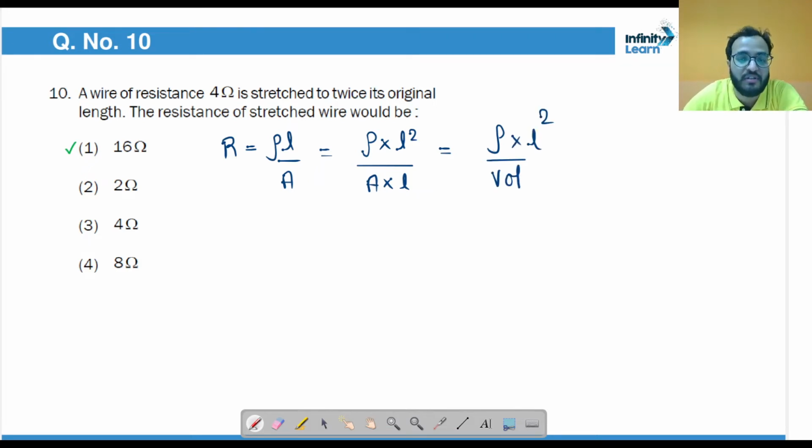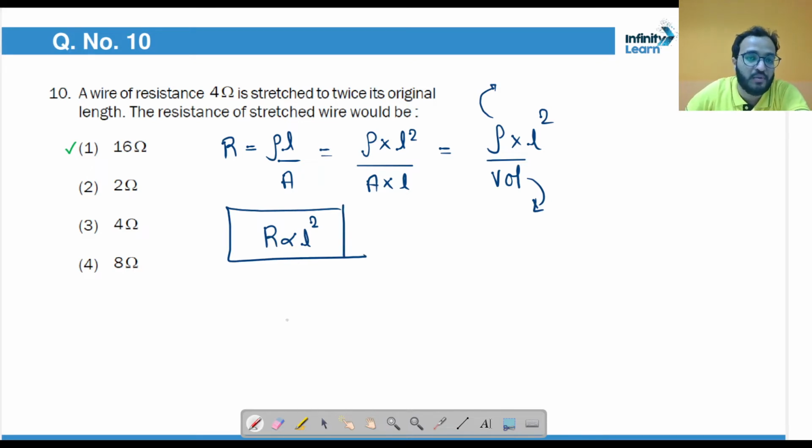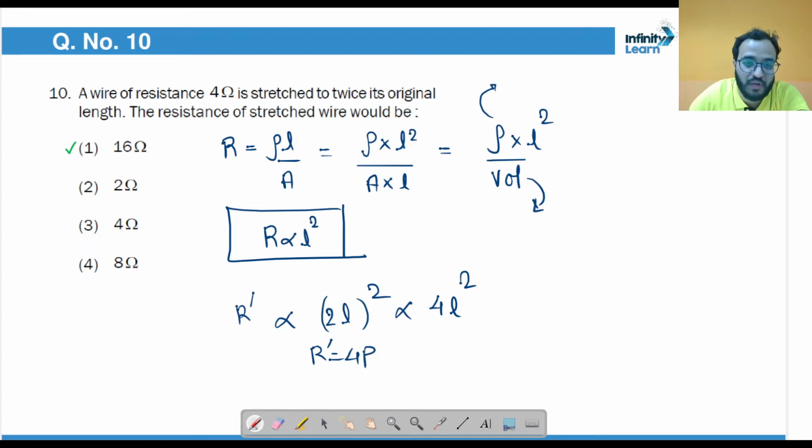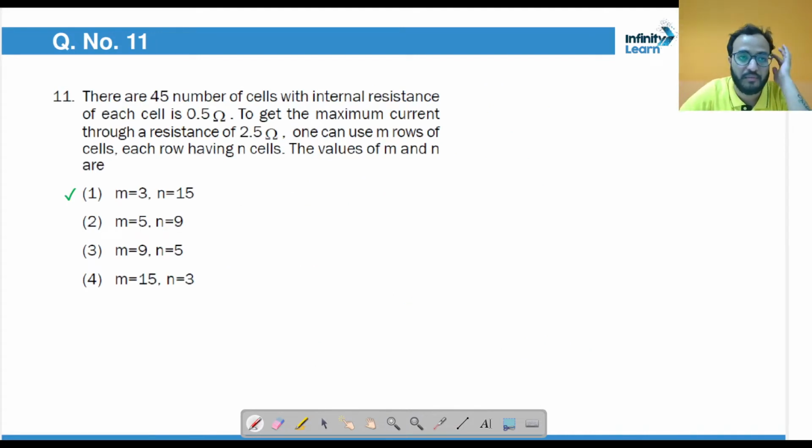Now on stretching, resistivity won't change and volume also will not change. So resistance is directly proportional to L square if you stretch a wire. So if you stretch it to 2 times, obviously resistance will become 4 times. Okay, so R dash will be 4R. So 4 into 4, answer is what? 16 ohms. Got it?